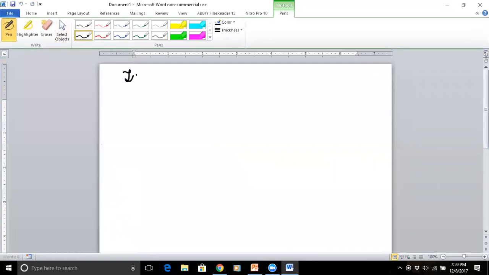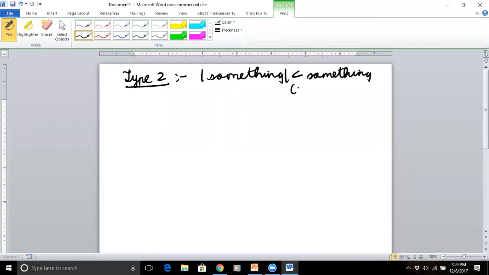So type 2 would be a modulus question of this form. Mod of something, inequality, something. That inequality can be anything. It can be less than, it can be greater than, it can be less than or equal to, it can be greater than or equal to. Nothing changes. Now, let's take an example.